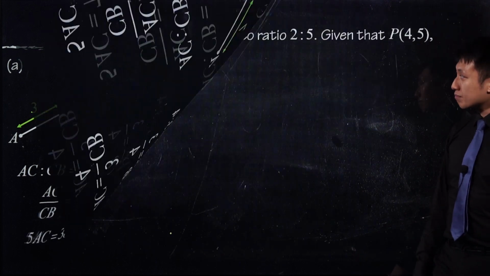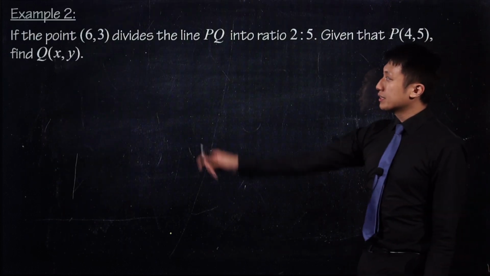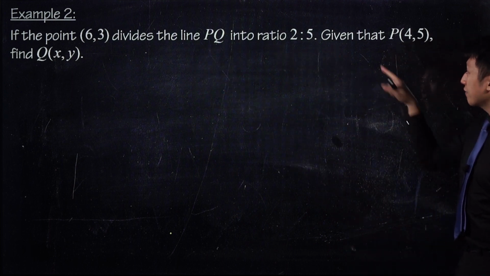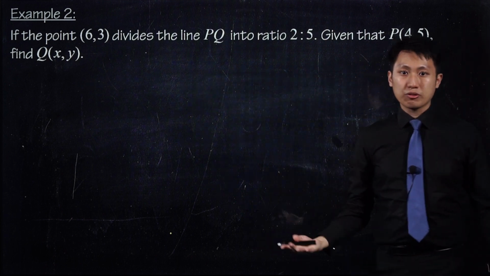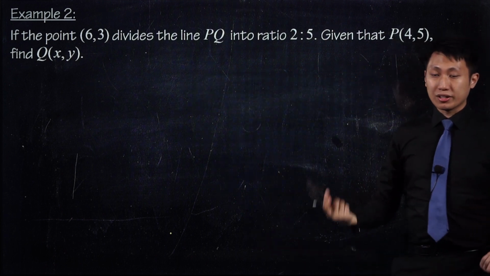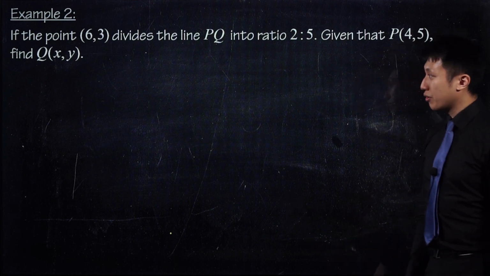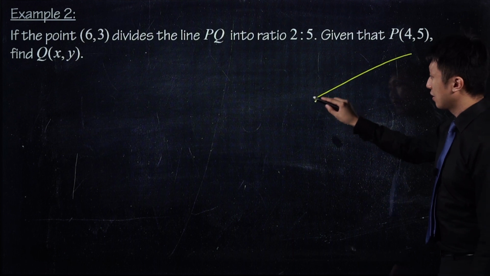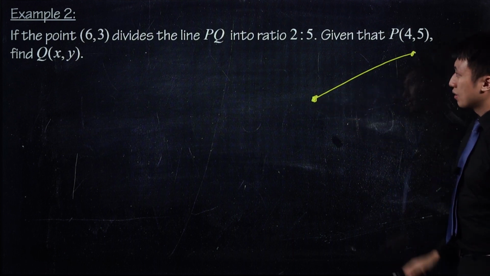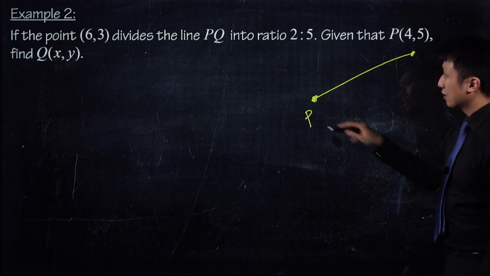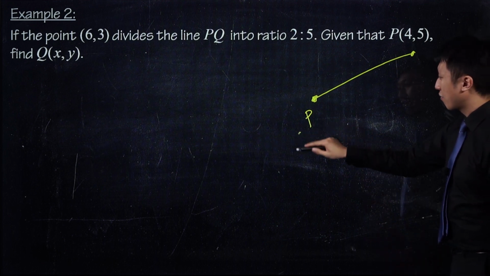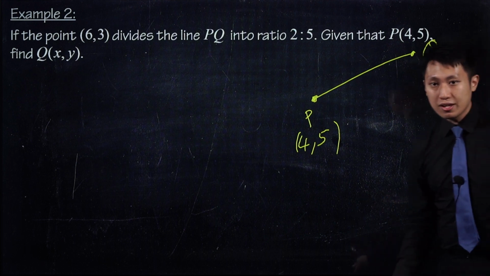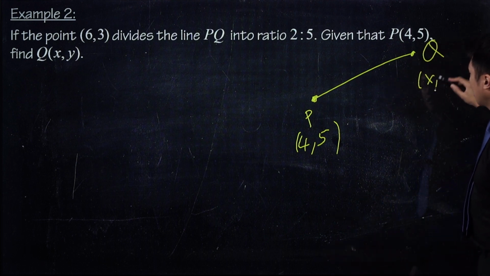All right. If the point 6, 3 divides PQ into ratio 2 to 5, given that P is this, Q is X, Y, so meaning that X, Y is not given to you anymore. So what do you have to do? You have to find X, Y. So we sketch, draw a diagram. So PQ, P is here. Coordinate of P, do you know? Yes, 4 and 5. Then Q is here. Q, do you know the coordinate? Don't know. It's X, Y.